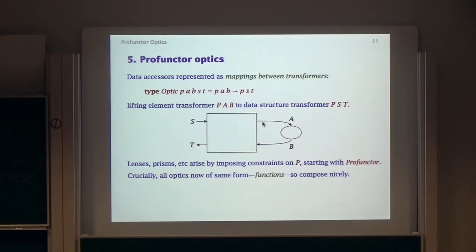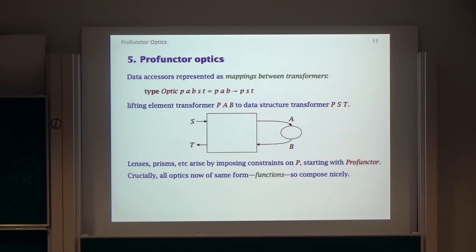From the S, some A's come out, you turn them into B's, and send them back into the box, and then some G's come out. And so this is turning S's into T's. The picture is just a picture, it's just supposed to give you some impression. The formal bit is this type declaration here, type optic. And what we're going to do is use this representation for particular kinds of P. So we're going to start with P's necessarily being profunctors, but then we're going to talk about these refinements, Cartesian profunctors and co-Cartesian profunctors.